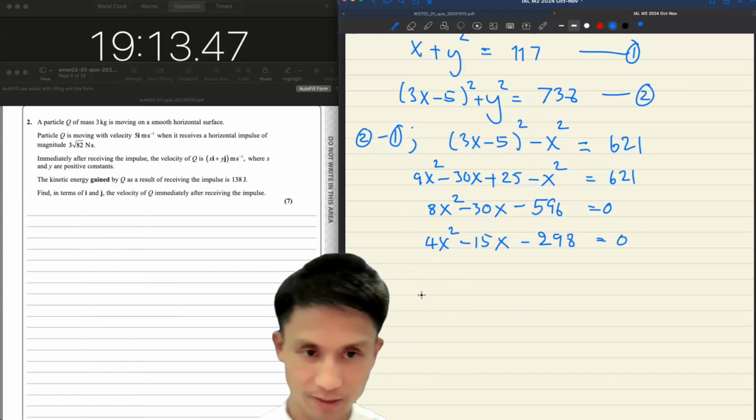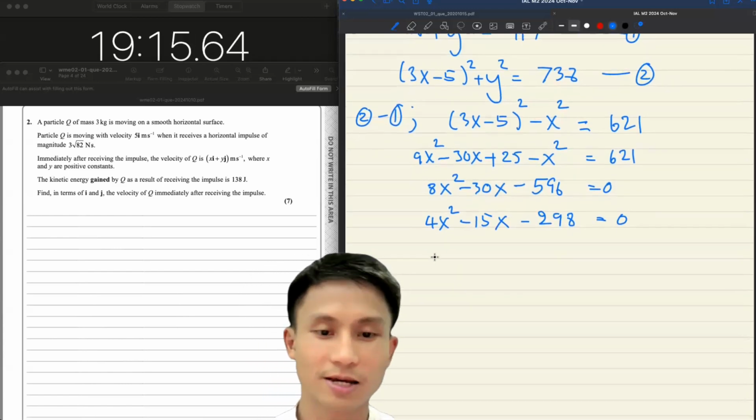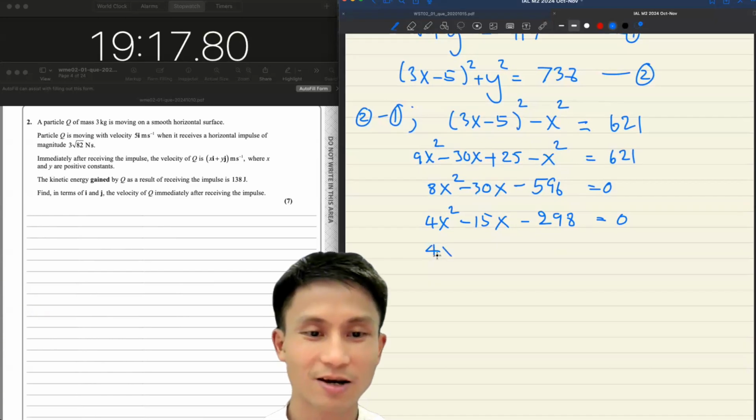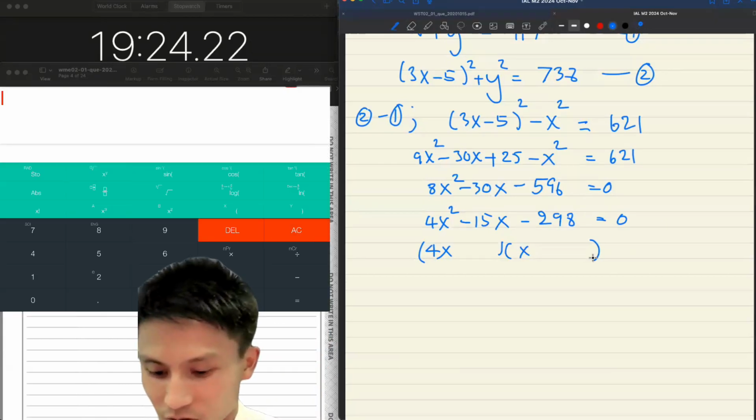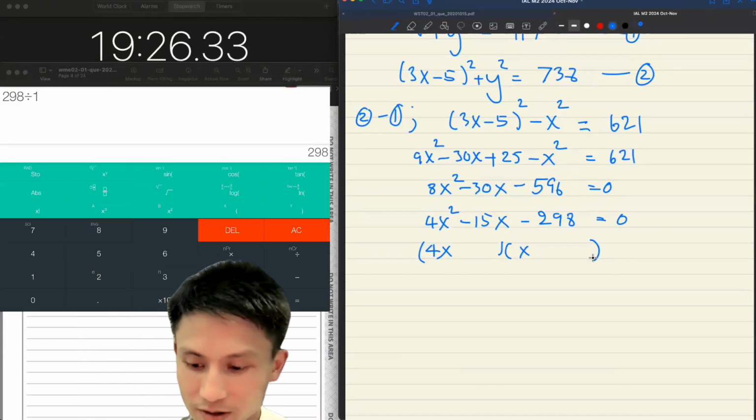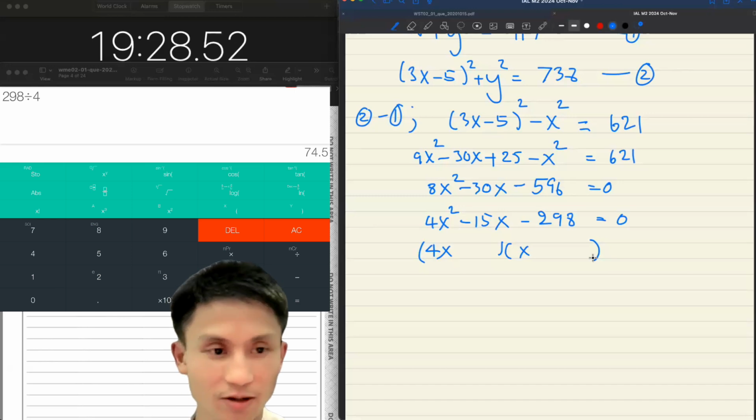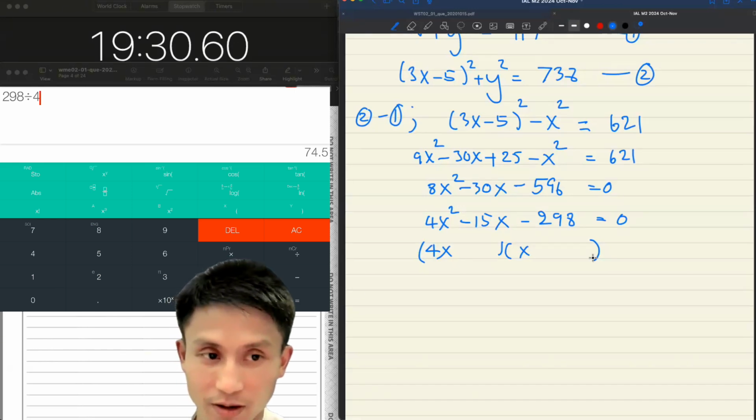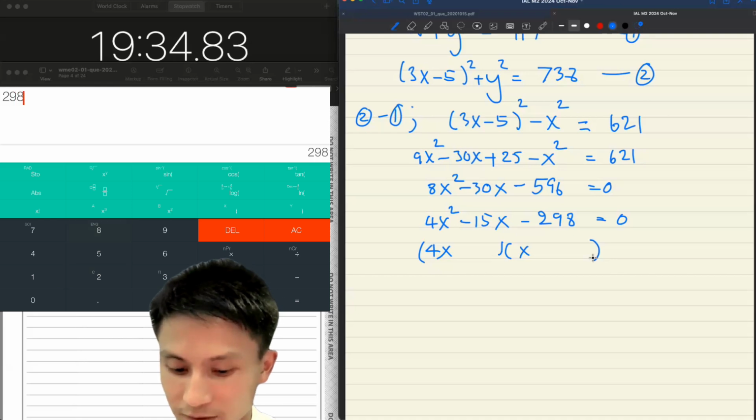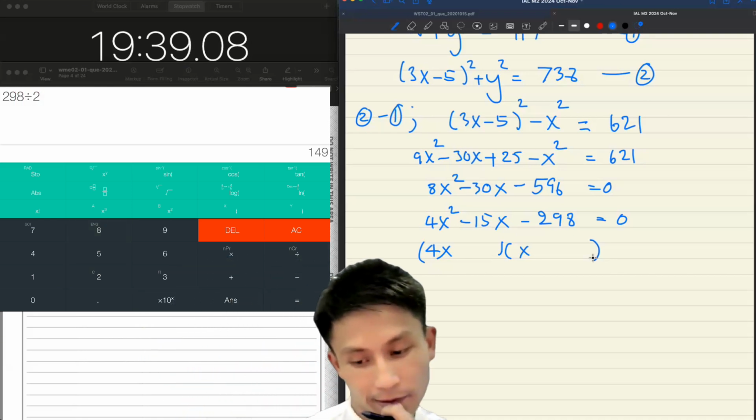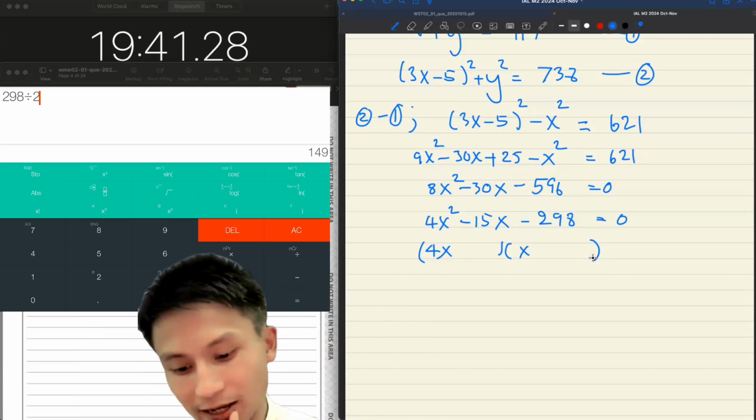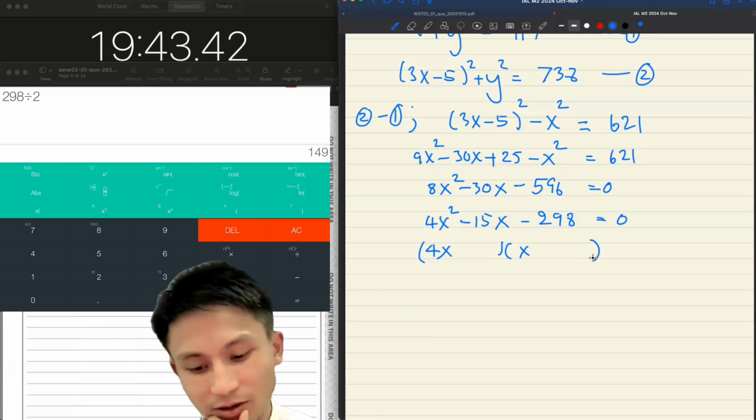Yeah, that's right. Okay. Factorize. Okay, why not? See if I'm any luck with that. So 298 divided by 4. No, that's not divisible. So 298 divided by 2. Oh, okay. So that's 149. Is 149 a prime number?